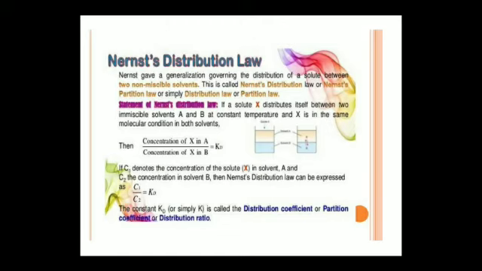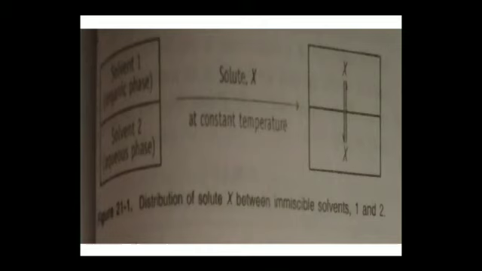So C1 by C2 is equal to Kd. In the above equation, Kd is the distribution coefficient or partition coefficient or distribution ratio. So with solvent A and solvent B forming two phases, when solute is added between the two layers, shaken for a particular time and maintained at constant temperature, the solute must be distributed between the two layers.